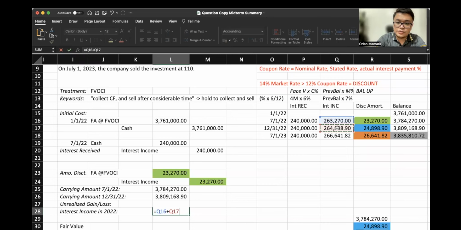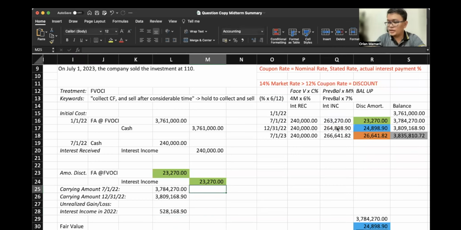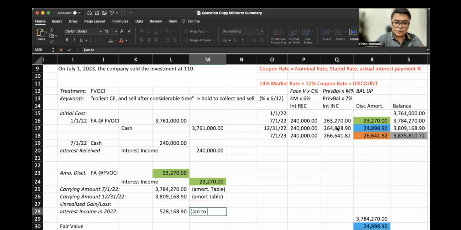So from January to June, and then July to December. So let's write that down. This is based on amortization table. This is also based on amortization table. And this is our January to June interest income plus July to December interest income. Alrighty.